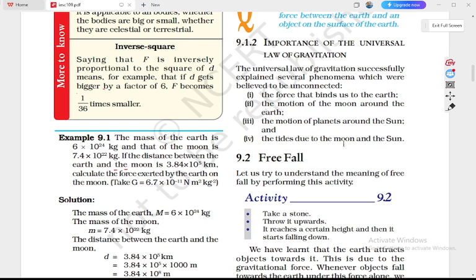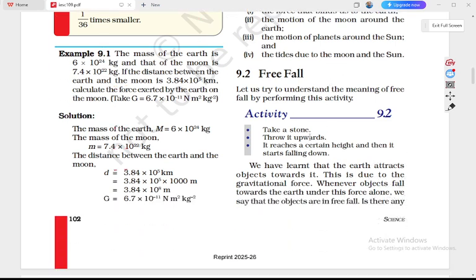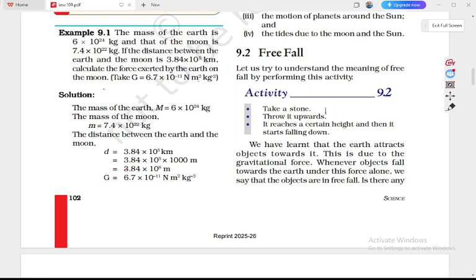Now we'll explain what is the meaning of free fall, right? Let us try to understand the meaning of free fall by performing these activities. Take a stone, throw it upwards, it reaches a certain height, and then it starts falling down. We have learned that the earth attracts objects towards the earth. This is due to the gravitational force. Whenever objects fall toward the earth under this force alone, we say that the objects are in free fall.